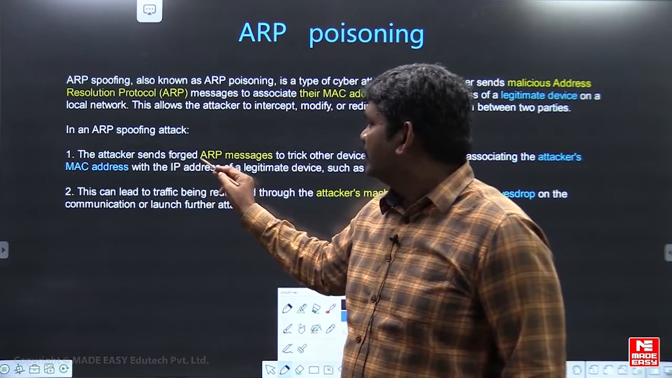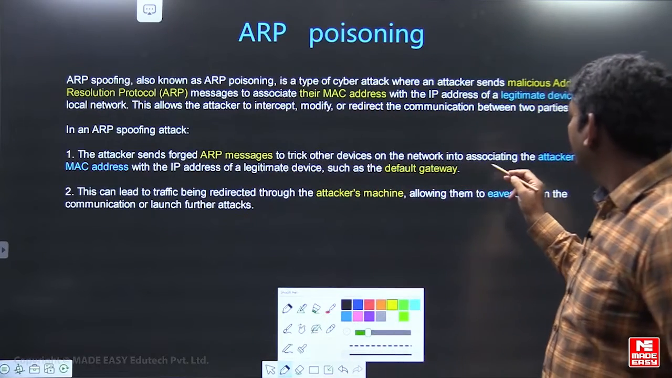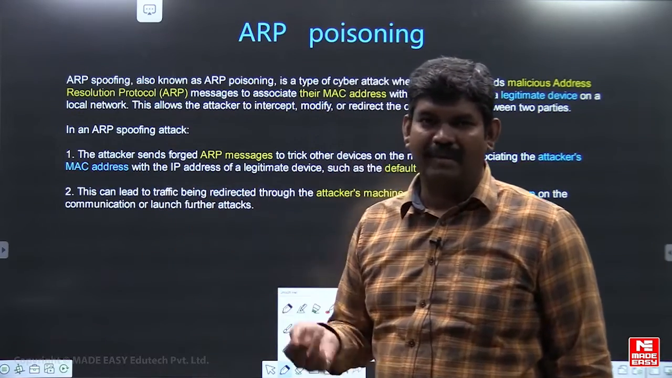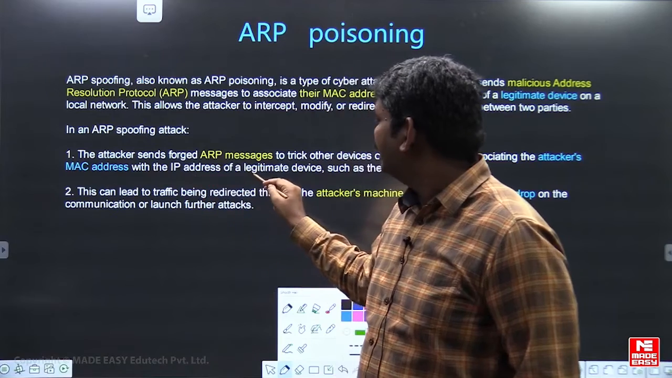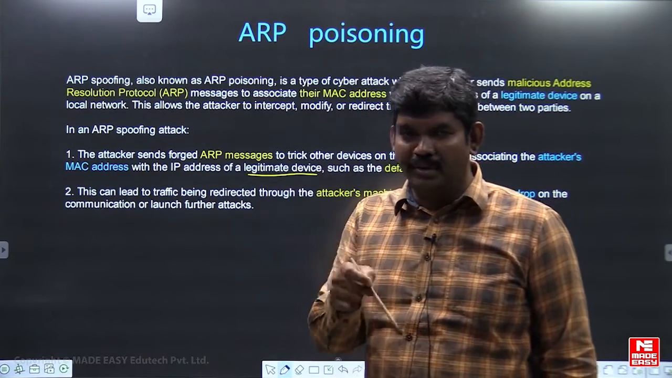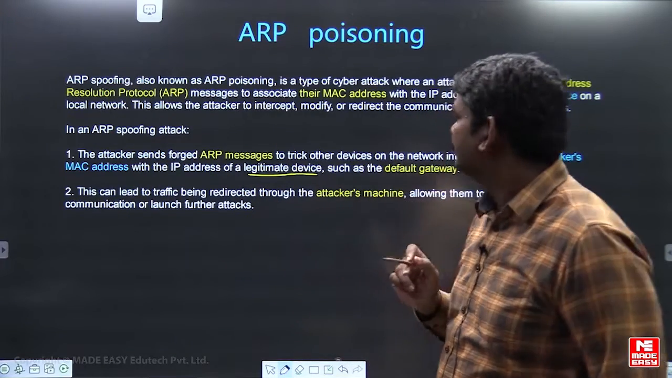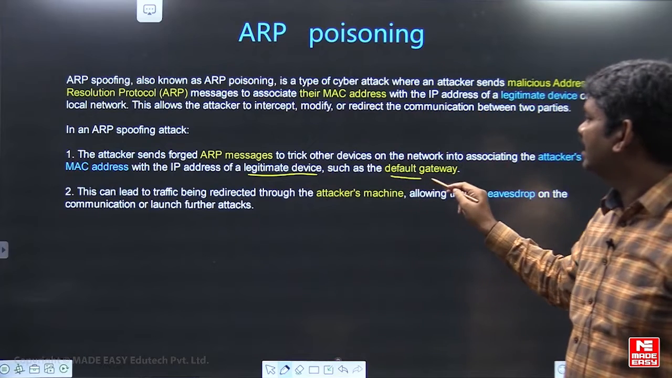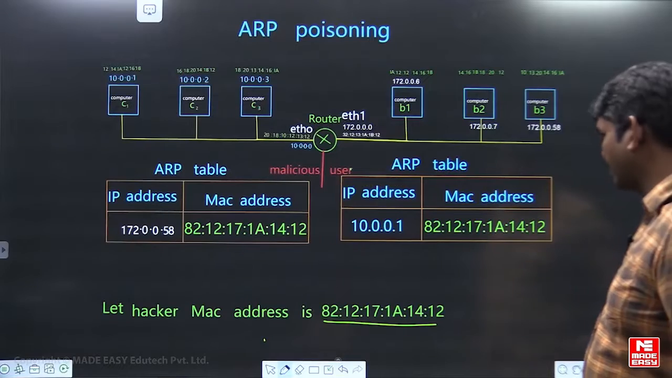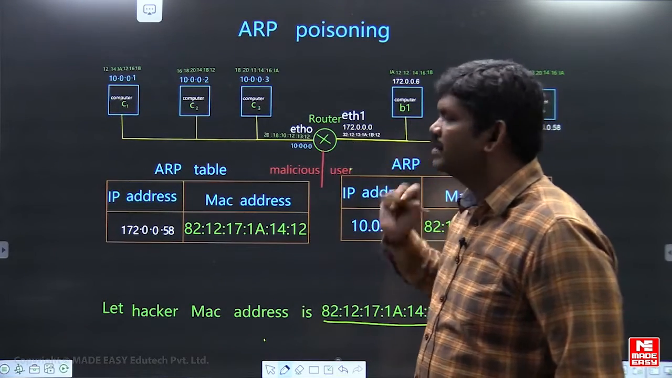See, the attacker sends forged ARP messages to trick the other devices on the network into associating the attacker's MAC address, okay, that is what I have explained, with the IP address of the legitimate device. See, this is the most important thing. The hacker is going to use his MAC address and somebody else's IP address, such as here the default gateway. So what is the meaning of default gateway? You can see this entry point is called the default gateway. Same like this, this point also you can call default gateway.